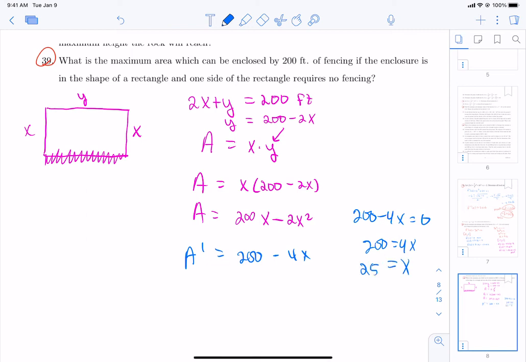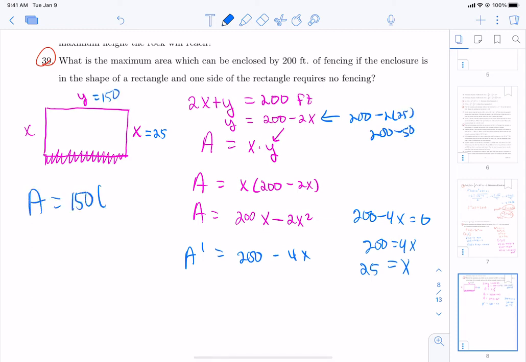Now, I always read the question because if I made this test up, I'd put 25 as an answer. But that's not the answer they want. Read the question. What is the maximum area that we can enclose? So the dimension x is 25. Y is 200 minus 2 times 25, or 200 minus 50, or 150. The maximum area is 150 times 25, and it would be square feet because it's area.